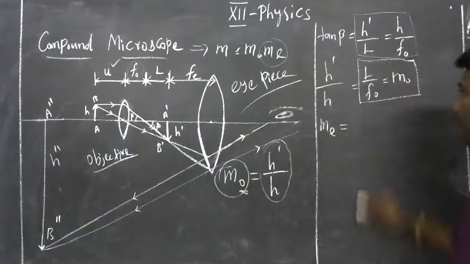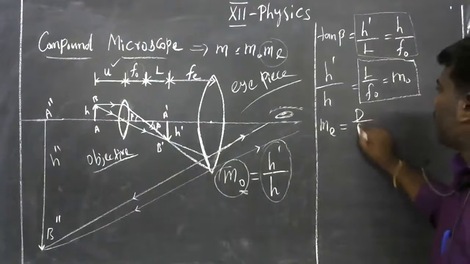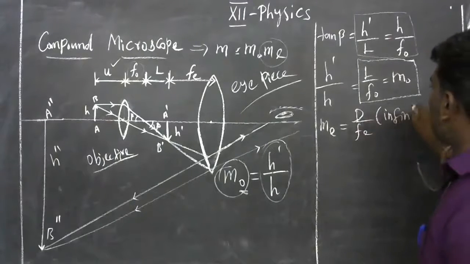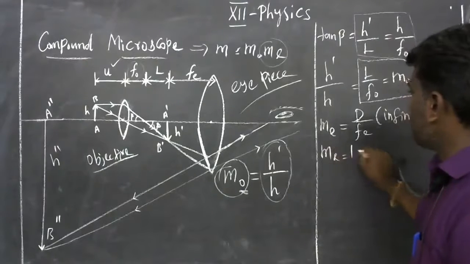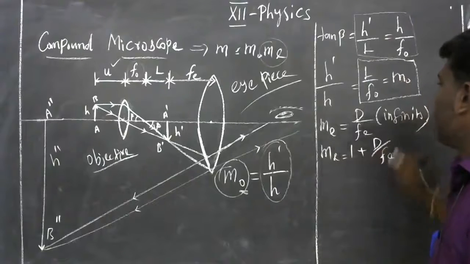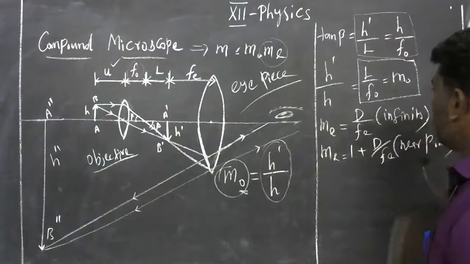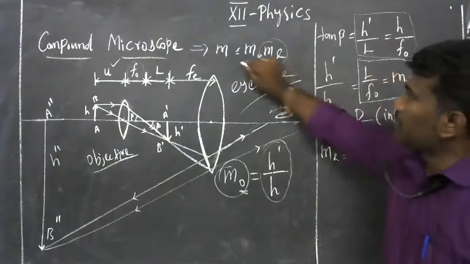ME is equal to, and we have two different formulas with respect to the image formation at the particular place. If the image is formed at infinite distance, we can write the formula as d divided by Fe. If the image is formed at the near point, ME is equal to 1 plus d by Fe. So we can use these two values for ME in this equation.